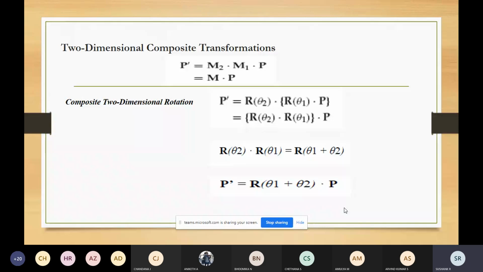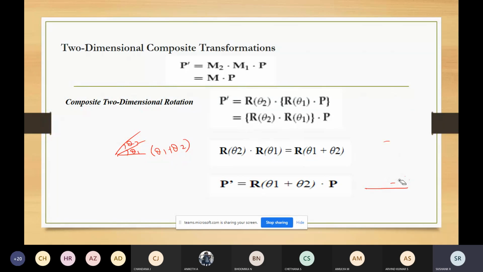For rotation also, when you want to rotate an object first by theta 1 and then again by theta 2, instead of performing two separate rotations, you just add theta 1 and theta 2. For example, first you want to rotate an object by 45 degrees. After that, you want to rotate the same object by 30 degrees. Instead of rotating first with 45 and next with 30, you just rotate it by 75 degrees. So rotation is also additive.